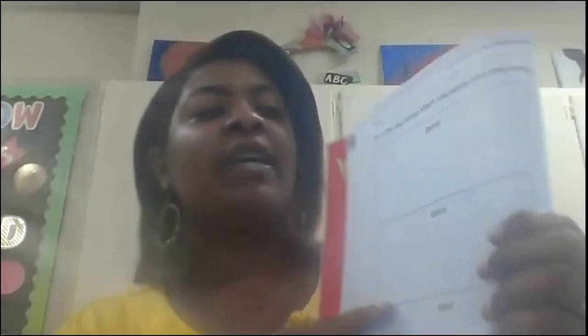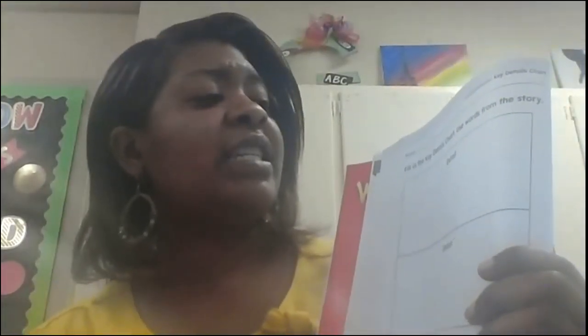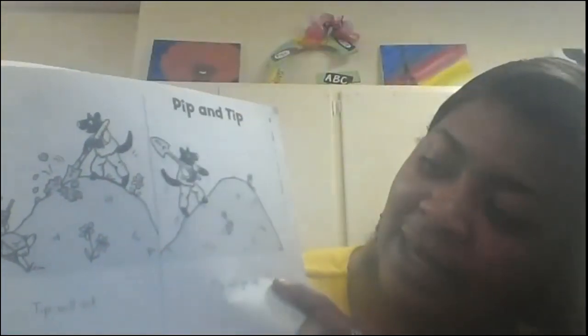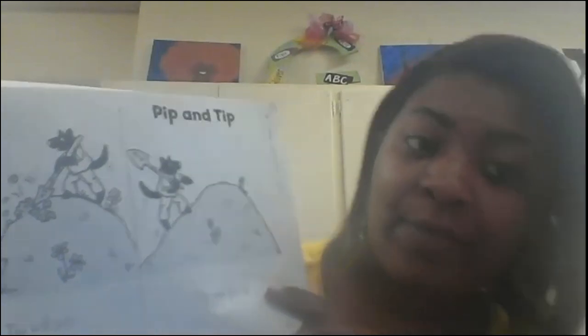All right. So let's take a moment and let's look on page 14. Page 14 is the graphic organizer. It's talking about key details. We're going to fill in the key details chart and we're going to use the words from the story to help us. So, where's our story? The story is right here, page 15 and 16. All right, so we're going to read the story, Pip and Tip.